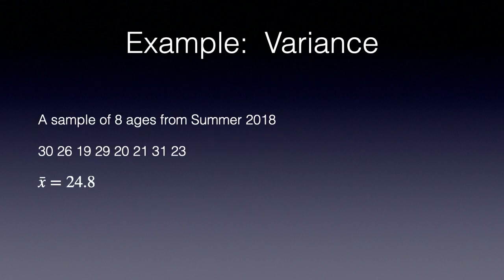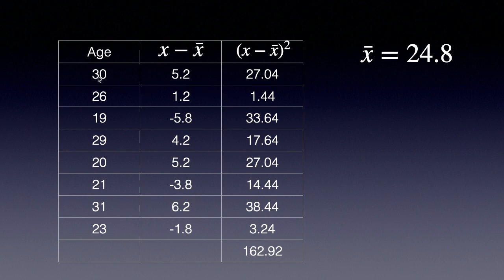So to compute the variance, if we had to do this by hand, I have 18 pieces of data from my summer 2018 class. If you compute the mean of these 18, we come up with a sample mean, or x bar, of 24.8 years. Here is the data set in this column, and let's note that the units are in years.